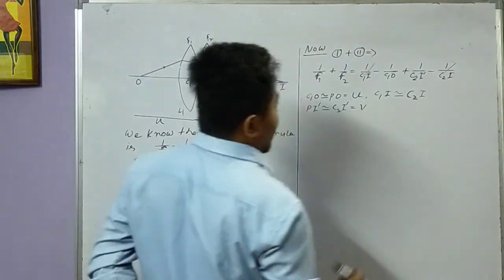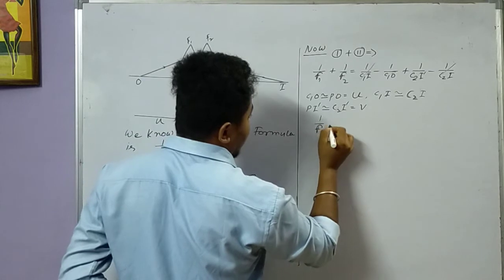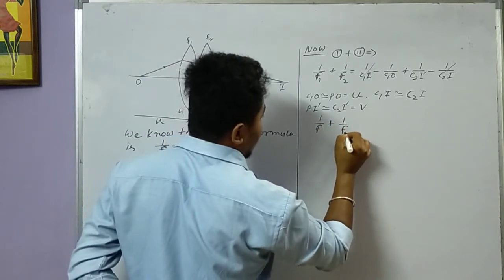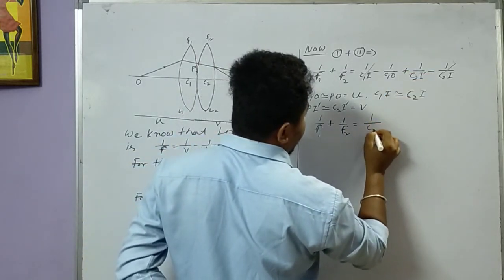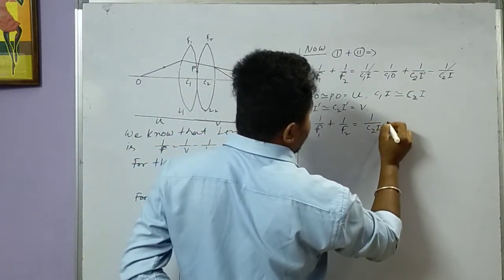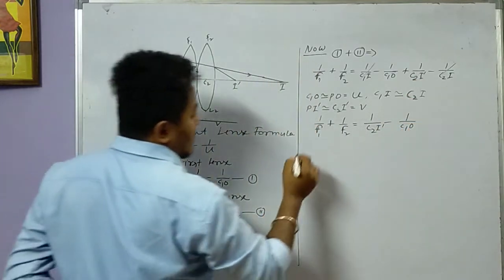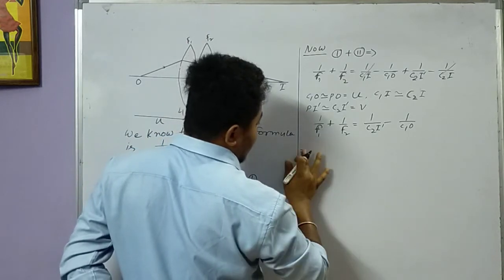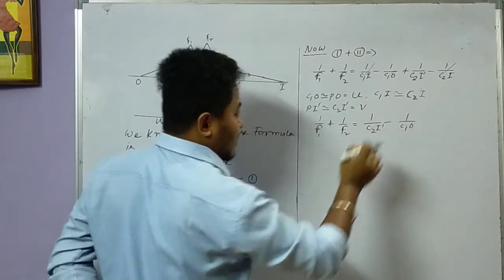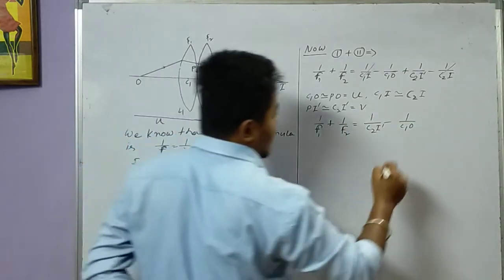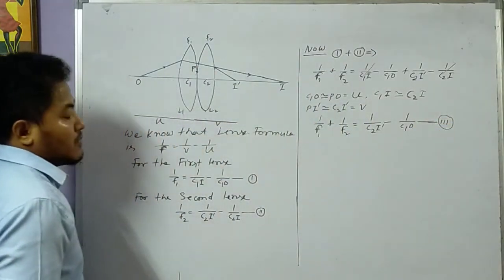So if they are equal, then 1 by C1I and 1 by C2I will get cancelled. So what will be left? 1 by f1 plus 1 by f2 is equal to 1 by C2I dash minus 1 by C1O. This is equation number 3. Am I clear? This is equation number 3.